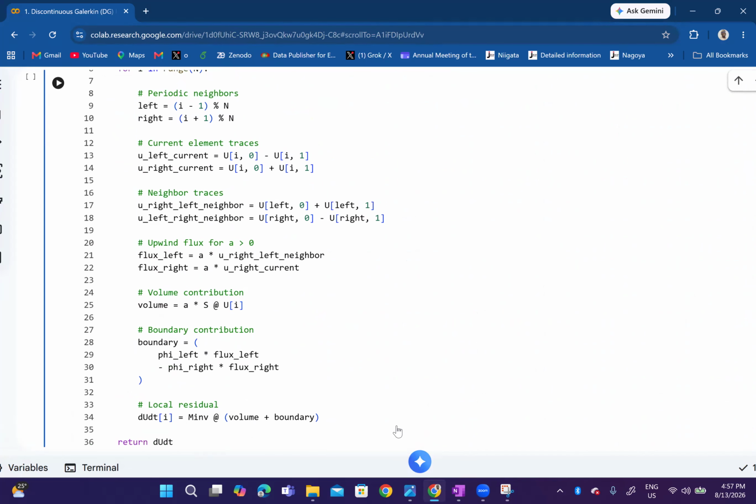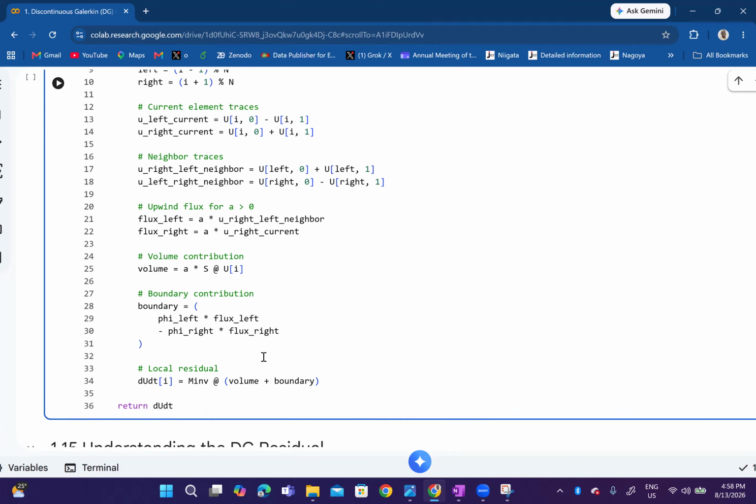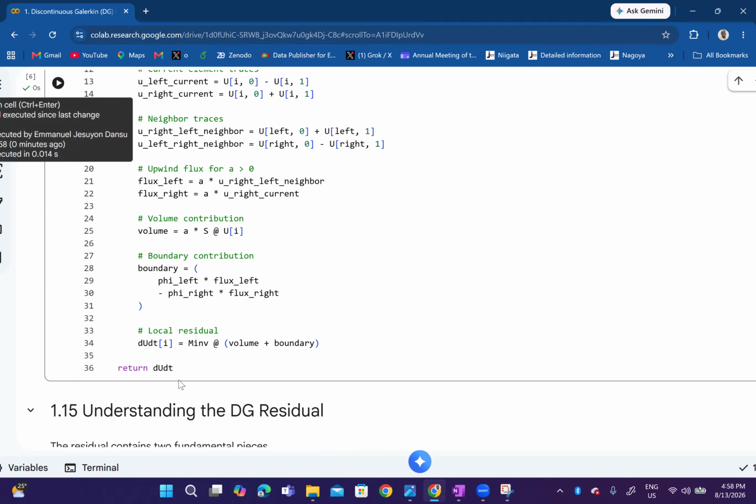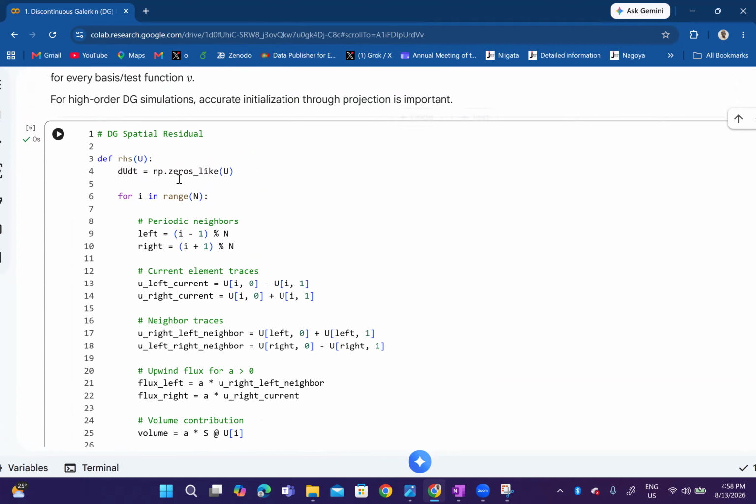Then you have the current element traces. For the left current, you have UI0 minus UI1, and for the right current, you have UI0 plus UI1. Then you have the neighbor traces also, like this. And then the upwind flux, which we defined before, that's AU. Then the volume contribution, you have AS multiplied by U at any point i. Then you have the boundary contribution, and then the local residual. You run that and it is stored, because it's going to return du dt, which you already defined up here.